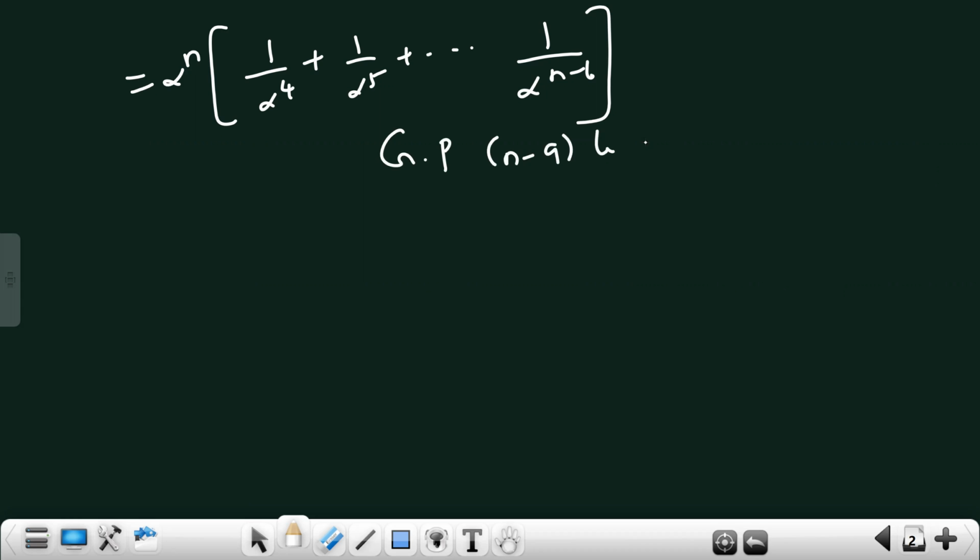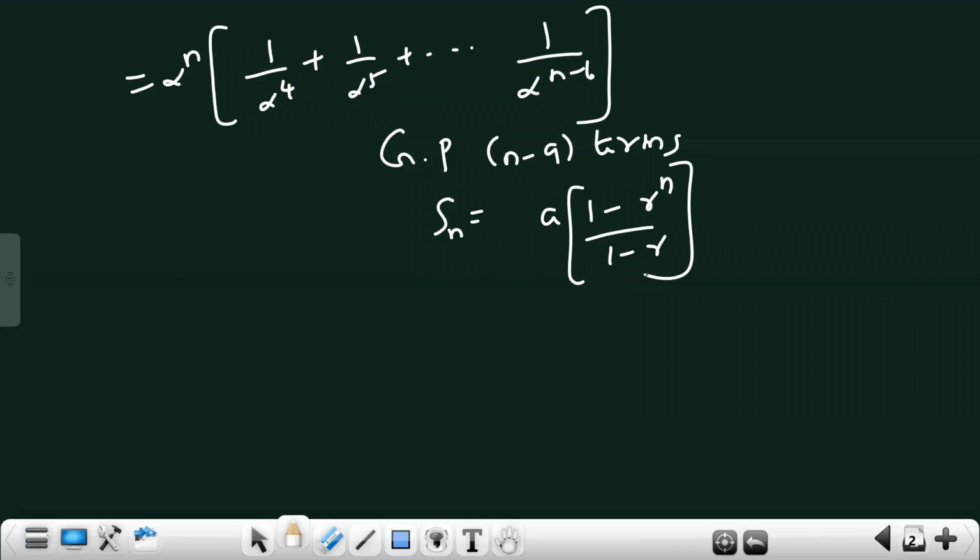You know the general expression for GP. Tell me the general expression for the summation of n terms. What is the sum of n terms for a geometric progression? Tell me the equation, all of you. So A into 1 minus r to the power n divided by 1 minus r. Yeah. So from this particular series, it is observed that the common ratio here is 1 by alpha, and the starting term is 1 by alpha to the power 4. The first term is 1 by alpha to the power 4.